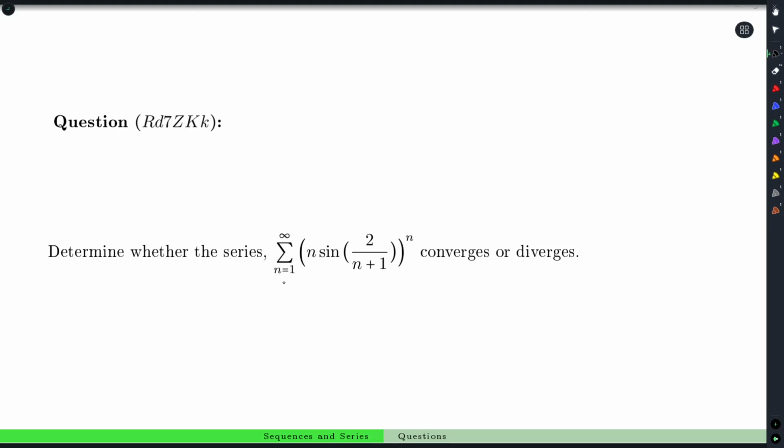Determine whether the series from n equals 1 up to infinity of n times sine of 2 over n plus 1, all raised to the power n, converges or diverges.